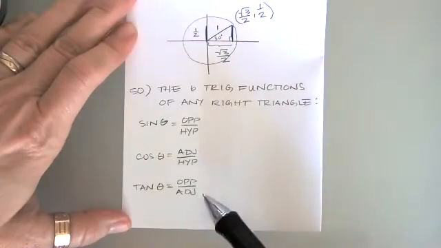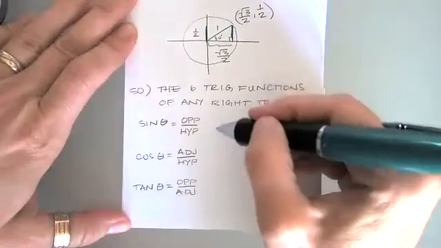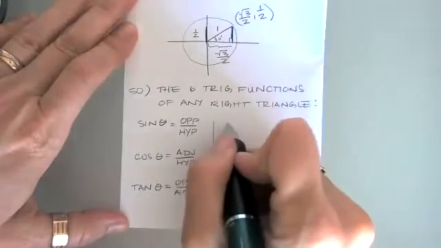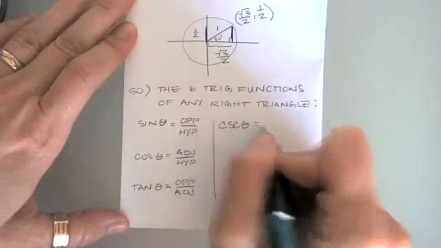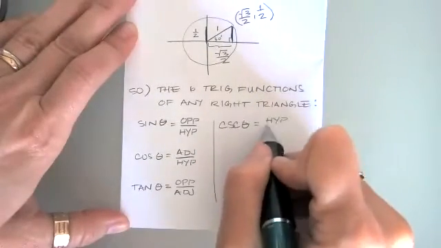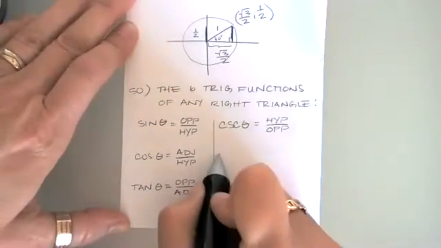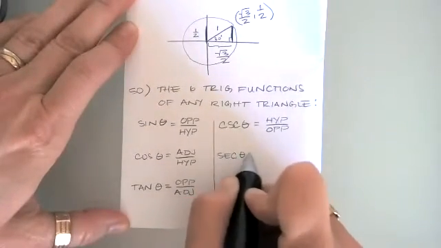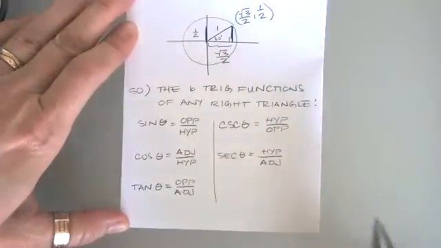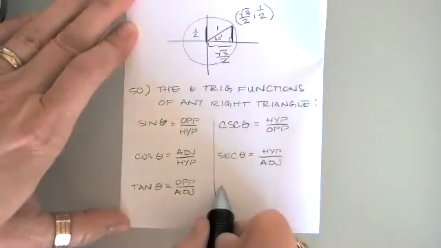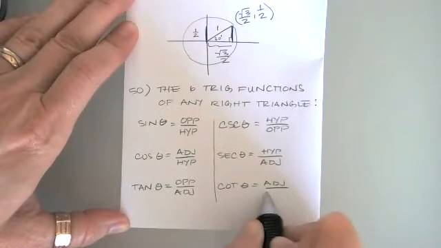Okay, so each of these functions also has a reciprocal. The reciprocal of the sine is the cosecant, and it is the hypotenuse over the opposite side. The cosine has the secant, and that's the hypotenuse over the adjacent side. And the reciprocal of the tangent is the cotangent, which is the adjacent side over the opposite side.